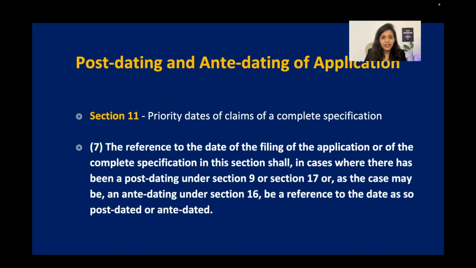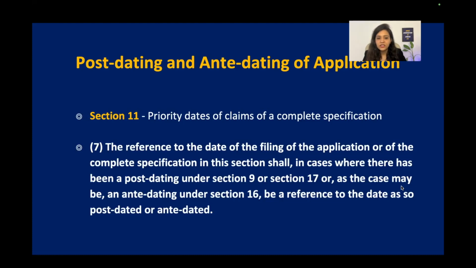So section 11 says priority dates of claims of a patent specification. So what does this section do? This section just uses the term post-dating and antedating. It does not explain the term. The explanation is in other sections, which we'll study just now.